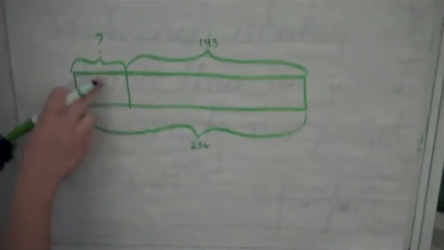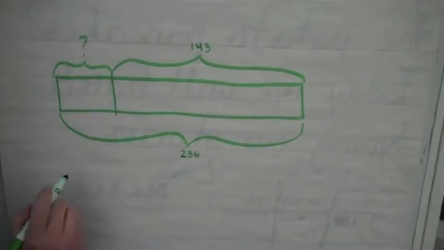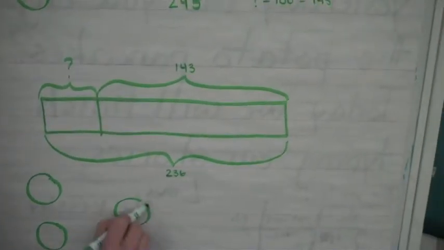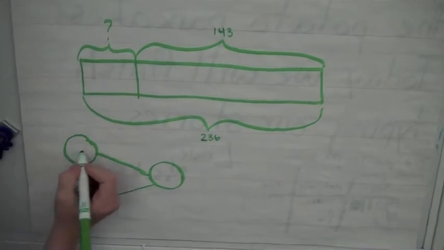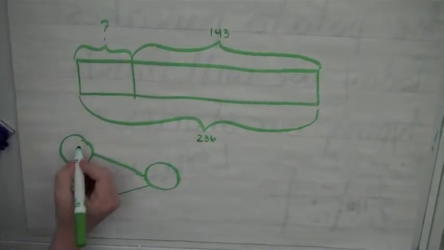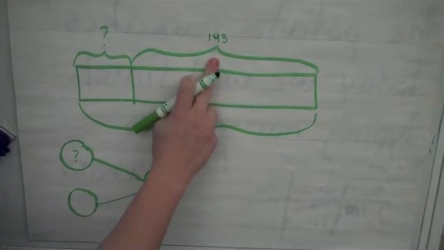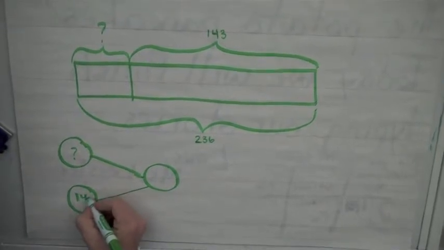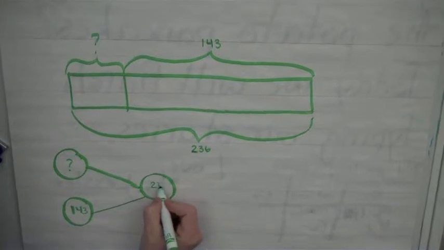So now let's take a look at how to solve for a part that may be missing. So we're going to do the same thing. I'm going to draw my number bond. So I have part, part, whole. And I know that one of my parts is missing. I don't know what that is. So I'm going to put a question mark inside of one of the parts. And I know that another part is equal to 143. And my whole is 236.